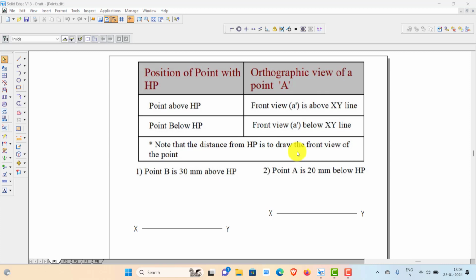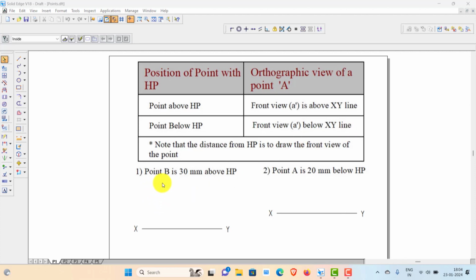When representing views, if the point is denoted by A, its front view is symbolized by A dash. If it's B, then B dash, and if it's C, C dash, etc. So you should always remember that the distance from HP is given to draw the front view of the point. If the point is 50 mm above HP, its front view should be represented 50 mm above the XY line. If the point is 25 mm below HP, its front view falls 25 mm below the XY line.